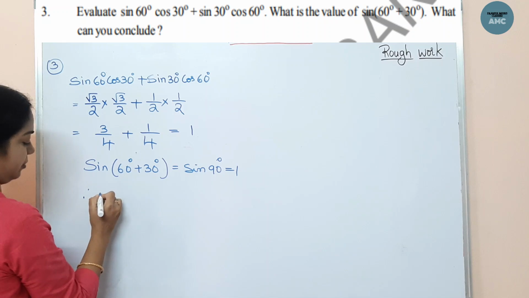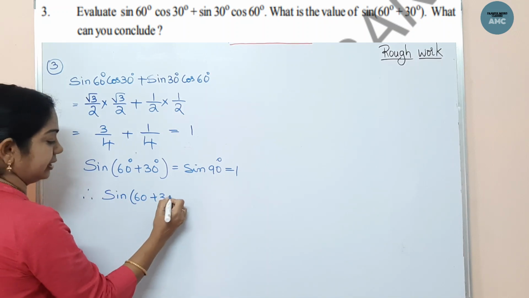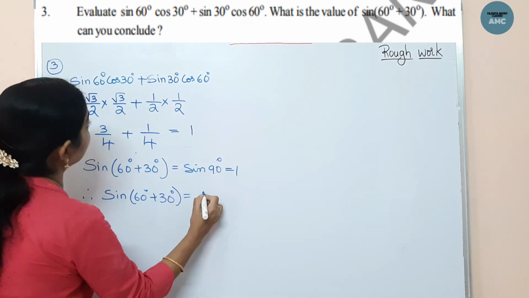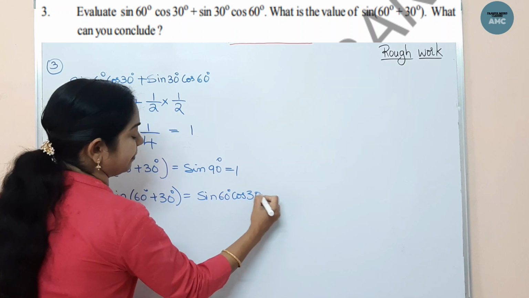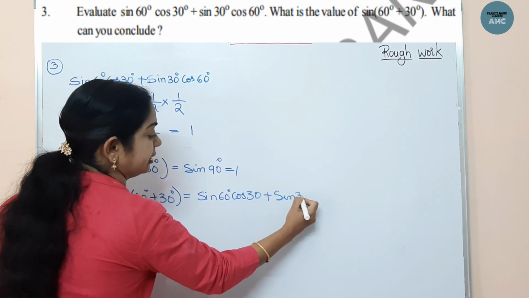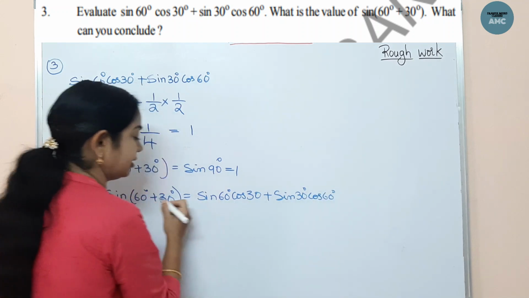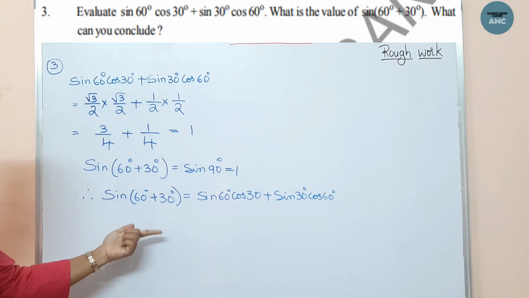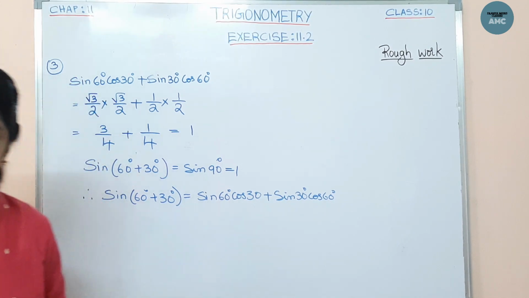Therefore, sine 60 plus 30 degrees is equal to sine 60 cos 30 plus sine 30 cos 60, because the values are equal. 1 is equal to 1. LHS, RHS, we got the same. So, we can conclude this. Quickly pause the video and note it down. Let's see the next problem.